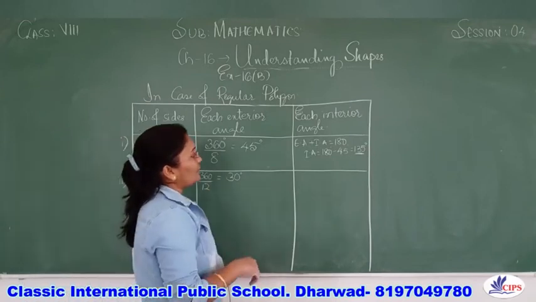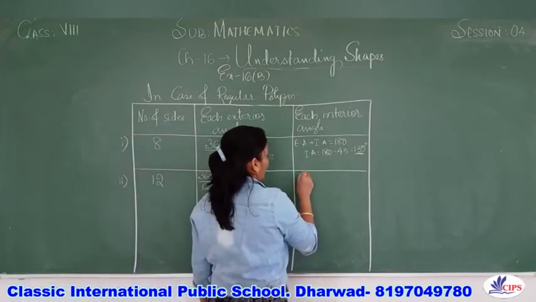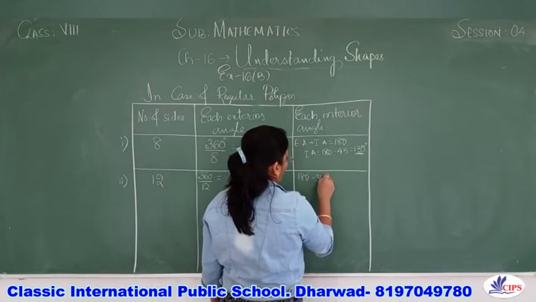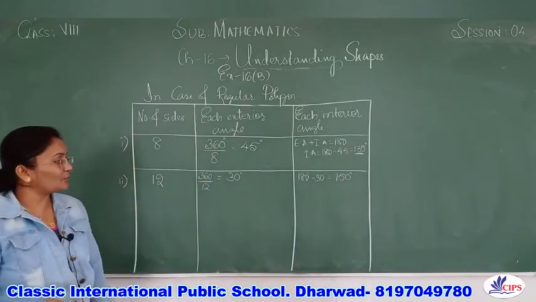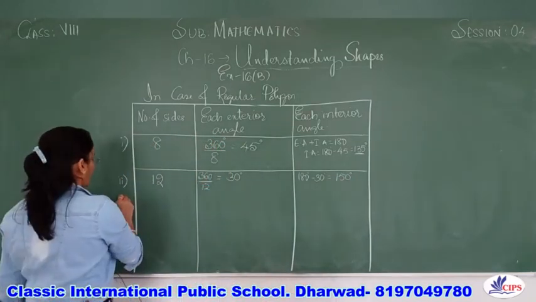Now let us find the measure of the interior angle. So it's 180 minus 30. Directly I have done it. What is 180 minus 30? It is 150 degrees. Got it, now how to do it? Next, the third one, what have they given?